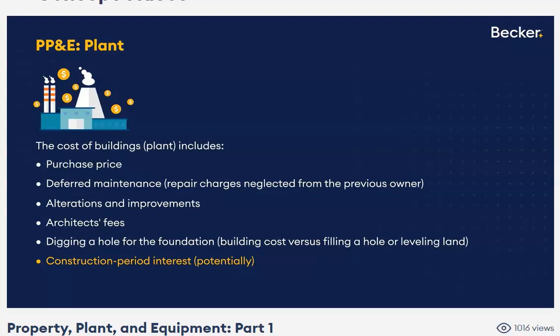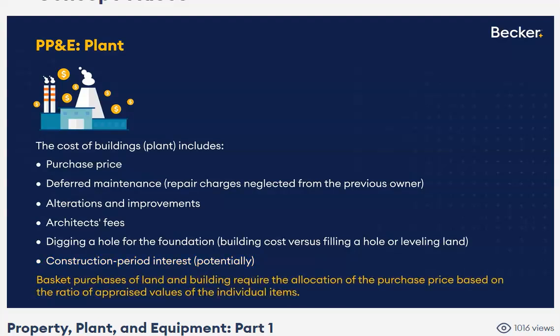Folks, sometimes we have what's called a basket purchase. Somebody buys both land and then on top of the land, there's a building. Well, the buyer has to allocate the purchase price between the cost of the land and the cost of the building. Why? Because the land is not going to get depreciated, but the building is. So we're going to need a ratio of appraised value.